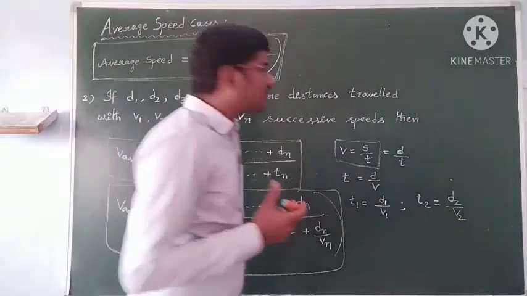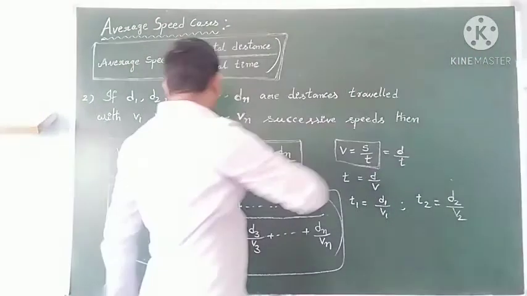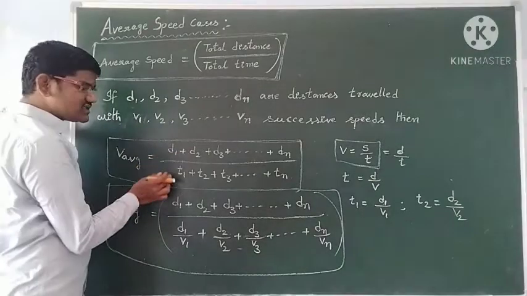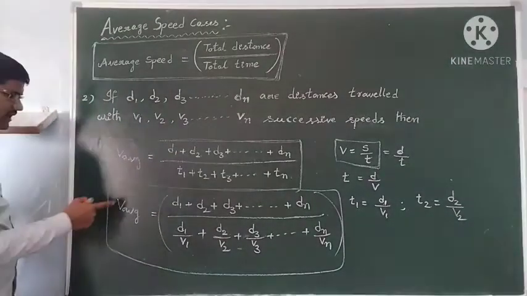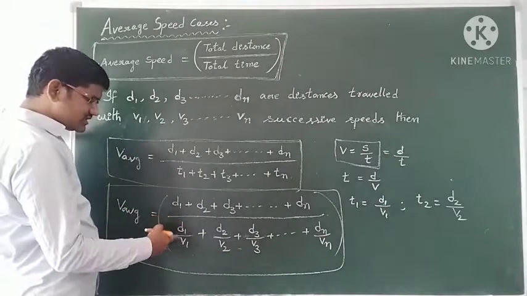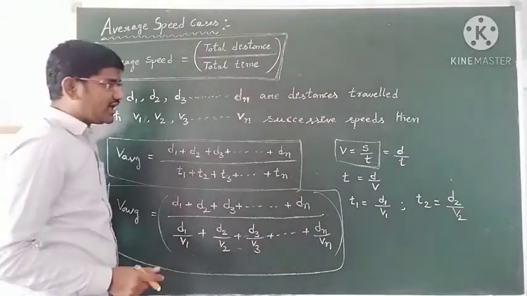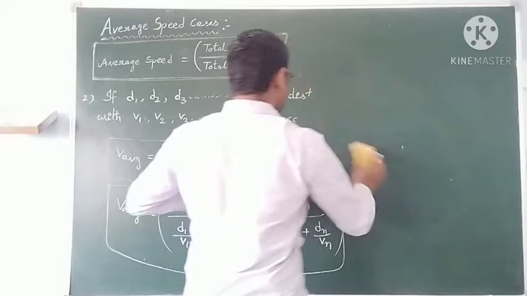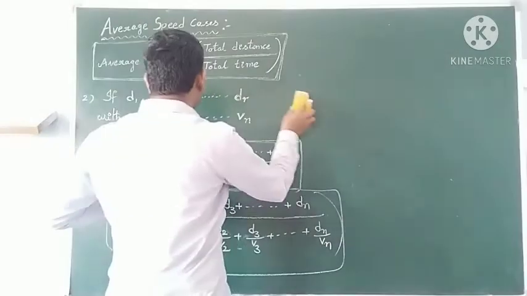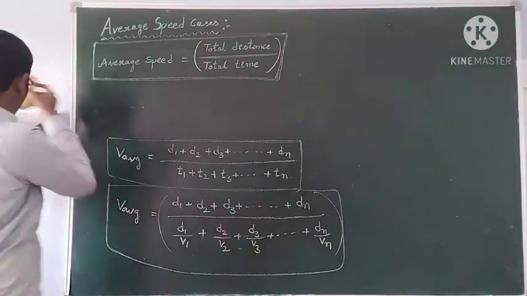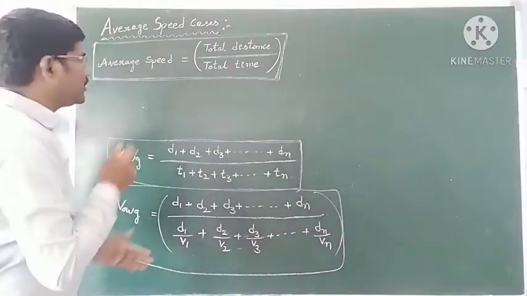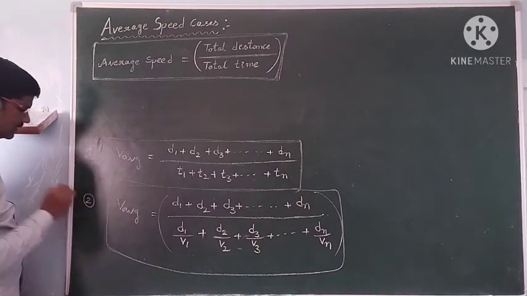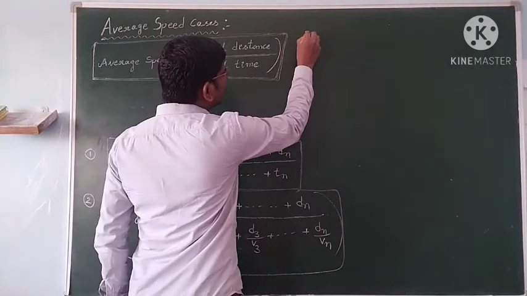So far we got two formulas, you see students. What are those? This is the first formula. Whenever you know different distances and times, this is the formula. And whenever you have different distances with different speeds, this is the formula we have. Sorry, the third formula we are going to see now. So this is the first formula and this is the second formula. Now the third formula we are discussing. What is that? See students.